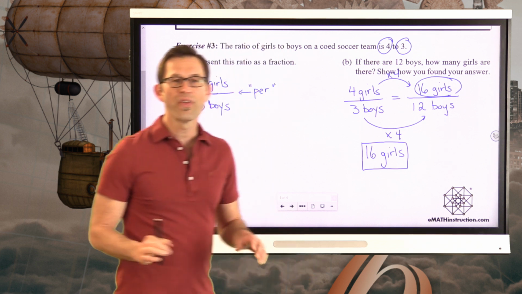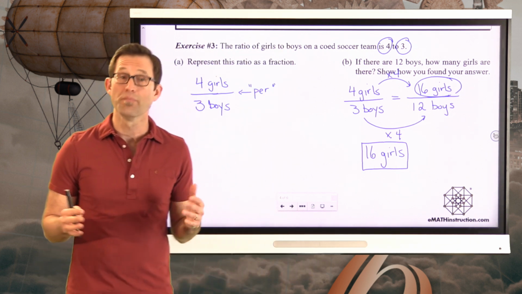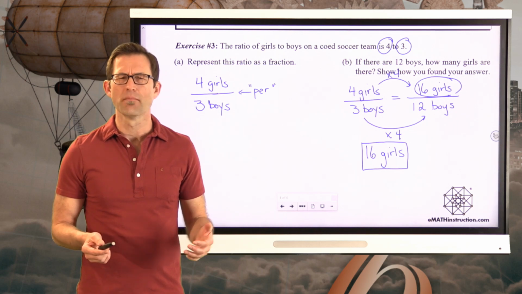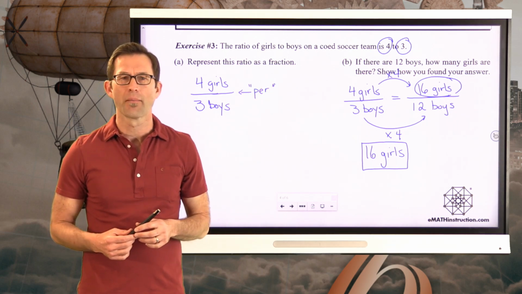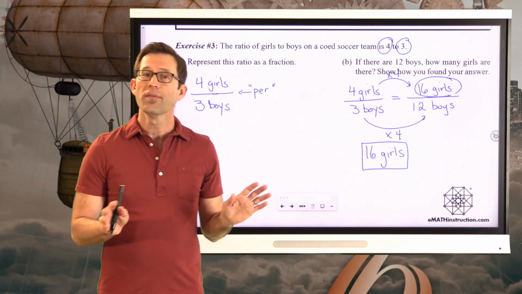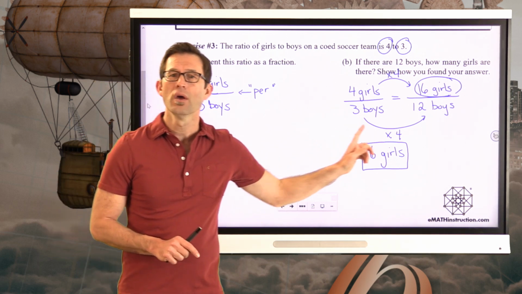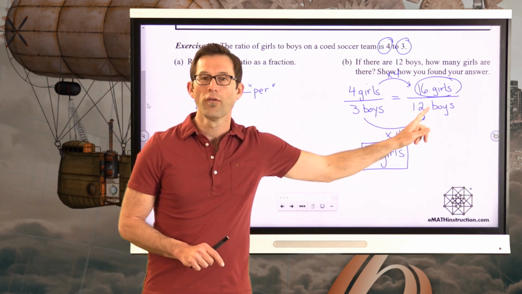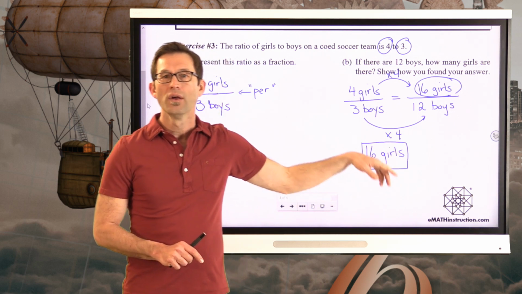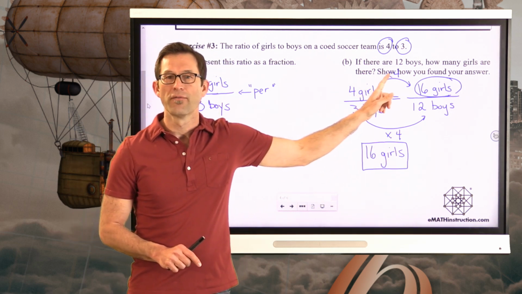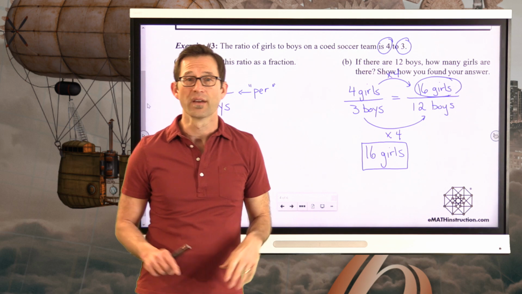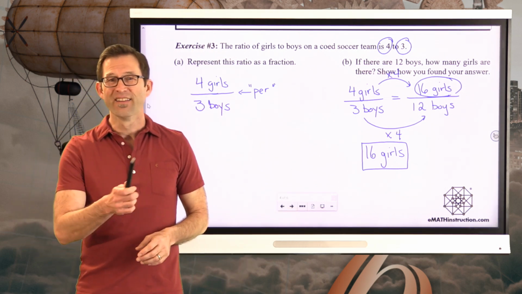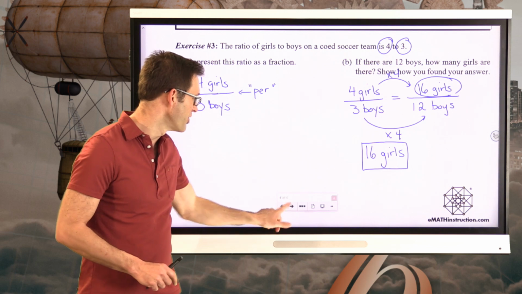All right, think about how comfortable you should be, I hope, with equivalent fractions and multiplying the numerator and the denominator of a fraction by the same thing. In this case, oftentimes with ratios, we sort of have to figure out what we're multiplying by. To go from 3 boys to 12 boys, I'd have to multiply by 4. So now I take 4 girls, multiply by 4, and I get 16 girls. Thankfully not 16 more boys. That would throw the entire problem off.